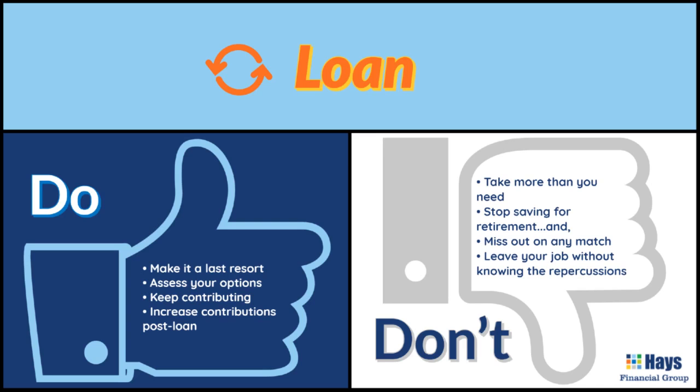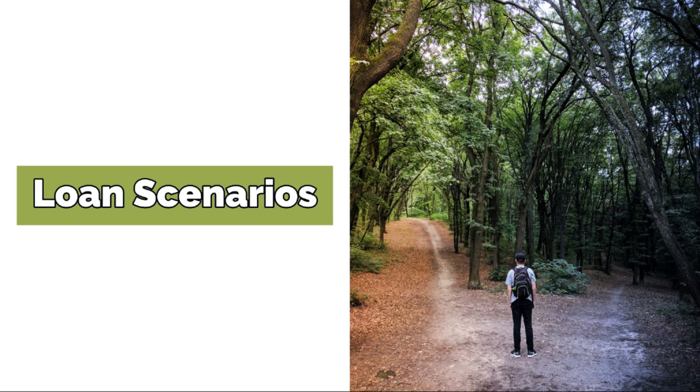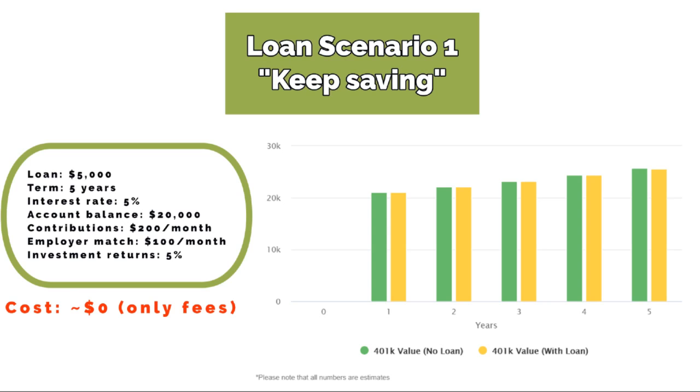And we'll discuss that in one of our loan scenarios coming up right now. Let's next look at a few different loan scenarios, and we'll start from really the best scenario to the worst. The best scenario with a retirement plan loan is to take the loan and then continue to save, which is what we show in this example.